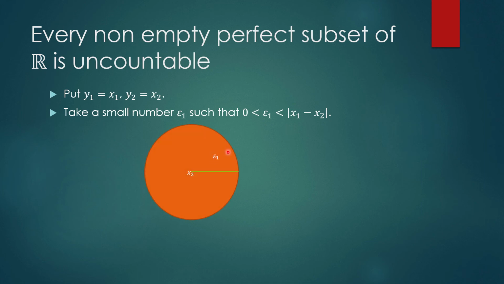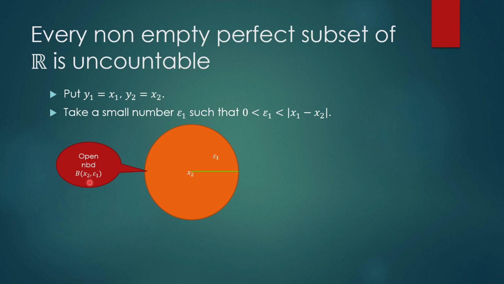That way, x2 is the center and epsilon 1 is the radius, and this open ball will not contain x1, because epsilon 1 is less than the distance between x1 and x2. So it is an open neighborhood of x2. But x2 is a point in E, and E is a perfect set, so x2 will be a limit point of E.